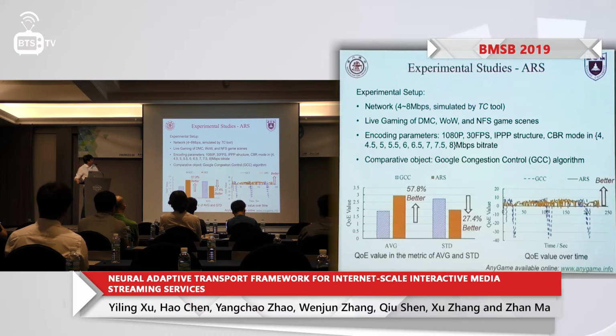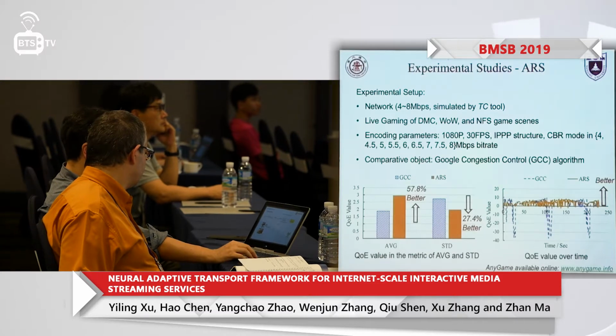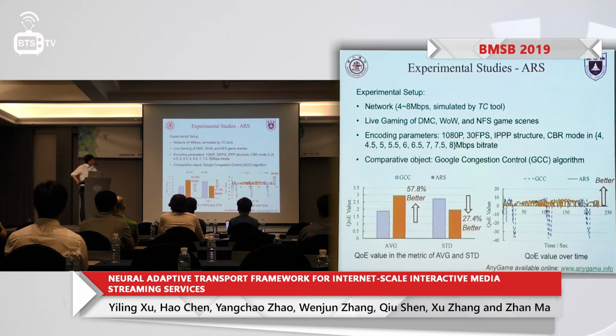The third one is the experience study for our AIS, the adaptive real-time streaming. For this adaptive real-time streaming, we simulate the very typical network range, 4 Mbps to 8 Mbps in mainland China. For the US, the bandwidth is much better than in mainland China. We're also using this live gaming scenario for the DMC, WoW, and NFS. NFS is the FPS game that requires very intensive interaction. So we have this simulation set up, and we compare with the most notable congestion control algorithm used right now in the entire internet, developed by Google, the Google congestion control.